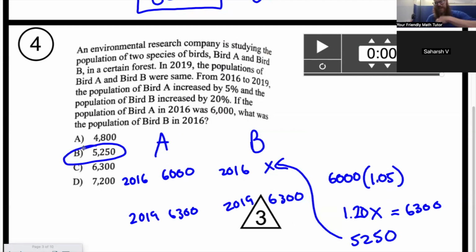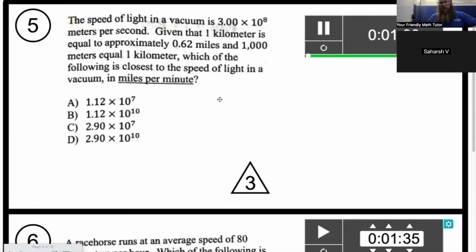You can't take 20% of 6,300. It's 20% of a different number. So you have to look at increasing by 20% as the number 1.2, and then you just divide to figure out what it was originally. Okay, all right, now we move on.